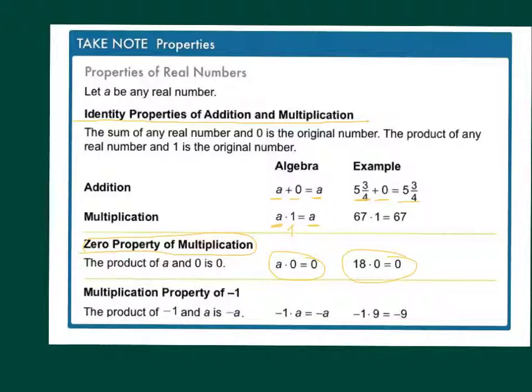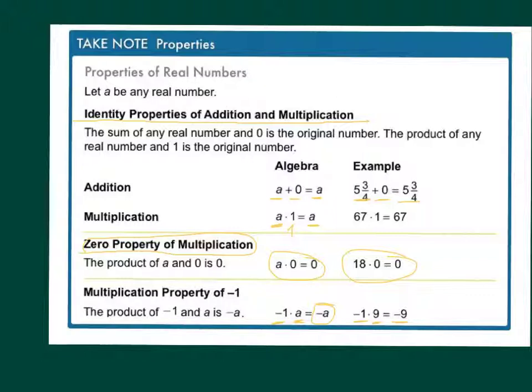Now we use this quite a bit in algebra. If we want the sign to change, we always multiply by -1. So if I take A, a positive number, and I multiply by -1, my answer is going to be -a. Same with 9. If I take 9 and I multiply by -1, my answer is going to be -9. Right? So the multiplication property of -1 is when you just multiply by -1.